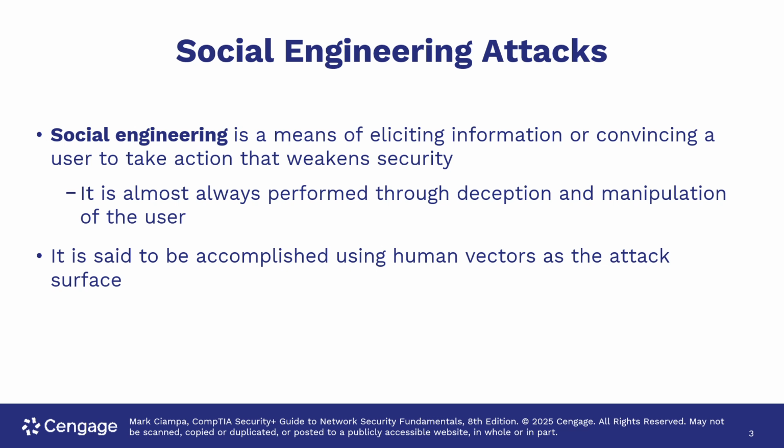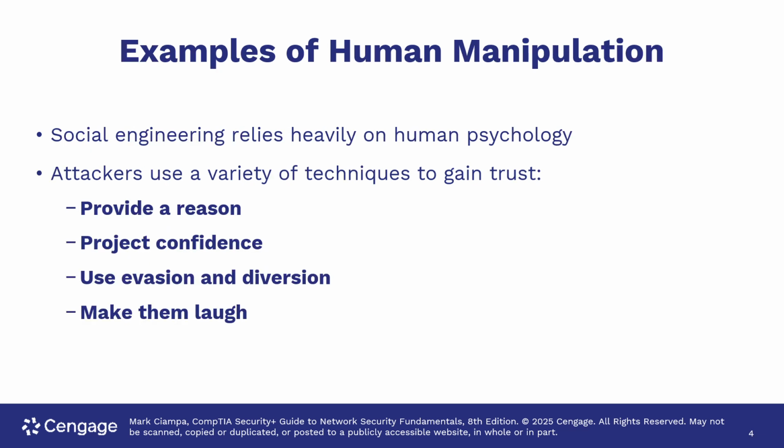So it's said to be accomplished by using human vectors as the attack surface. So they're actually attacking the human. Some examples of human manipulation are basically relying on human psychology. So you might see this sale is limited, it's just good for today only. So you have to buy this product, and you can see a countdown timer, 15 minutes, 14 minutes, and so on and so forth. Or your account has been compromised. Please log in here and verify your information.